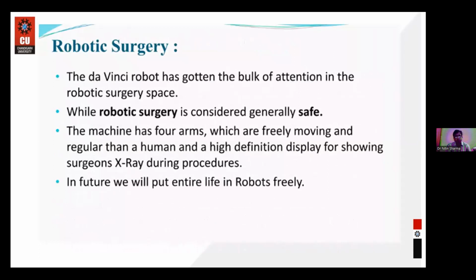So robotic surgery. It's again AI which is being involved. The da Vinci robot has gotten the bulk of attention in the robotic surgery space. While robotic surgery is considered generally safe, the machine has 4 arms which are freely moving and more regular than a human's, and a high definition display for showing the surgeon X-rays during procedures. When the procedure is being done, at that time it can show the X-rays also. In future, we will put the entire life on robots freely.